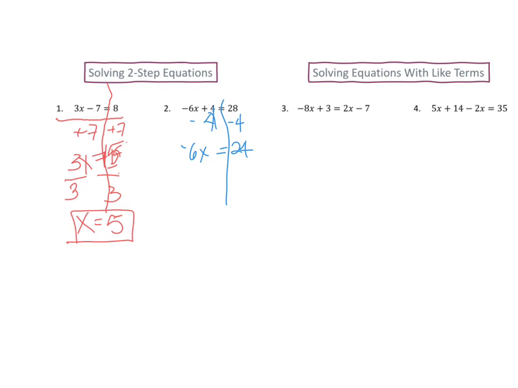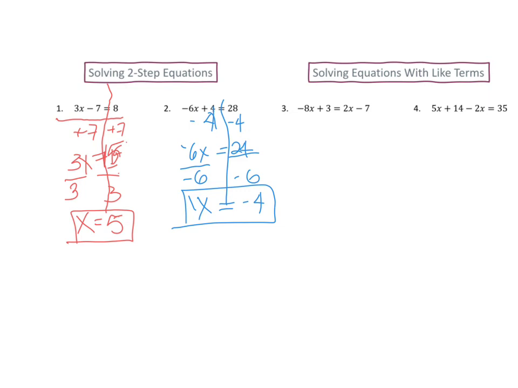Now, again, I'm in good shape. I got all my letters on one side, all my numbers on the other, and my last step is to divide by the number in front of the variable or the letter, which is negative 6. Remember, the sign that's in front of the number always goes with the number. Negative 6 divided by negative 6 is 1, or 1x. You don't have to write that 1, but you can. And 24 divided by negative 6, a positive divided by a negative is? It is a negative, so it's negative 4. X equals negative 4.